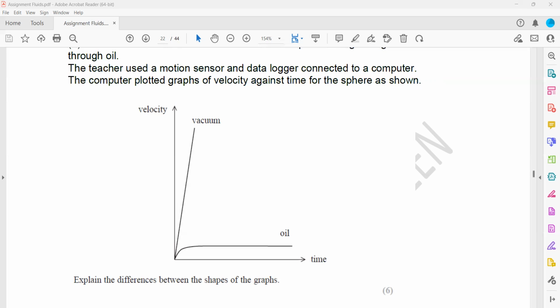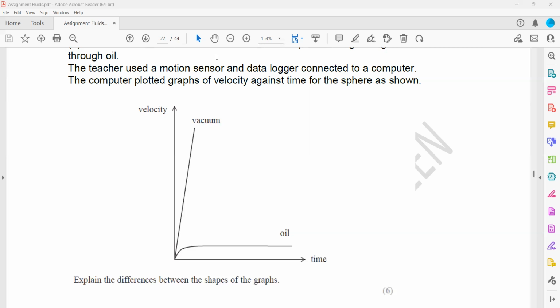Then in a vacuum, the only force which will act will be the weight. There is no air resistance. But in oil, what will happen? There will be forces like upthrust and drag as well. And always a constant force in a vacuum, which is causing a constant acceleration. But in a viscous drag, the resultant force decreases and eventually there is no resultant force and it will move at a constant speed, which is the terminal speed.